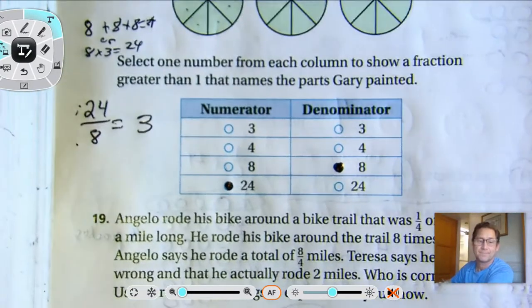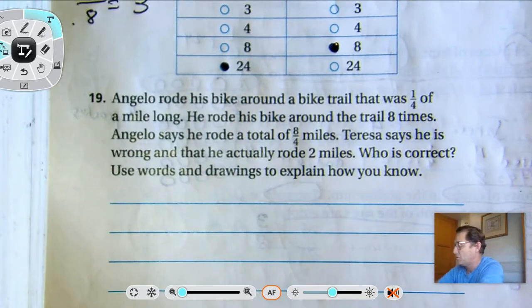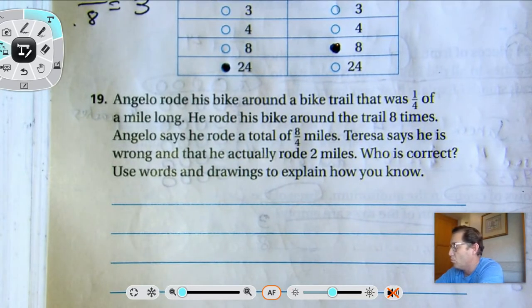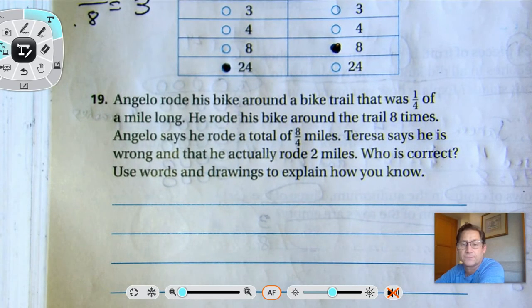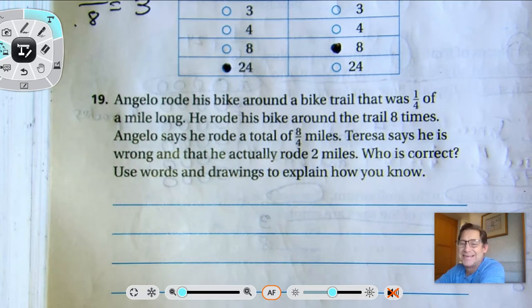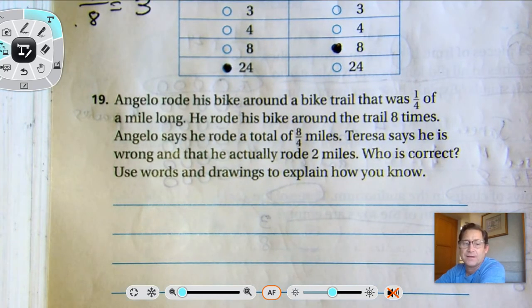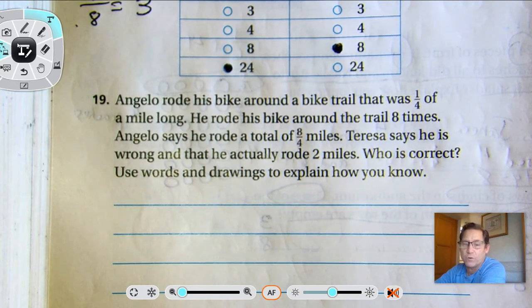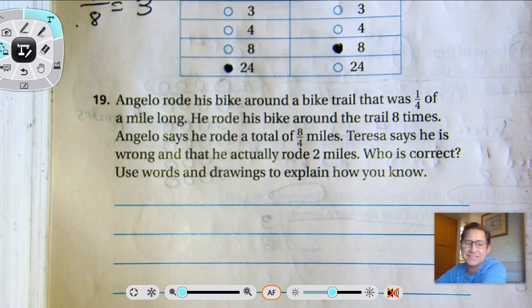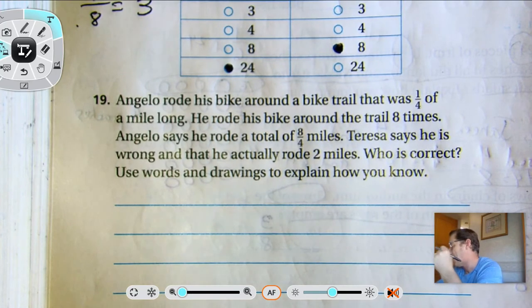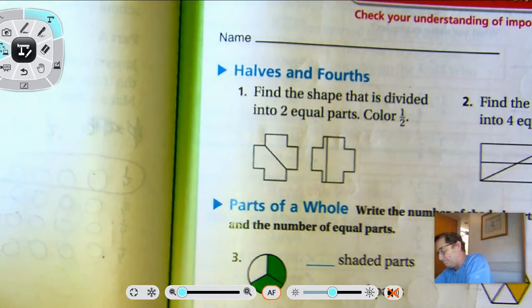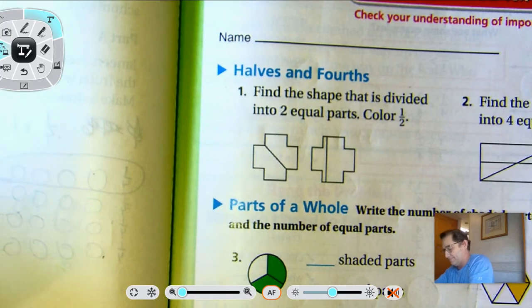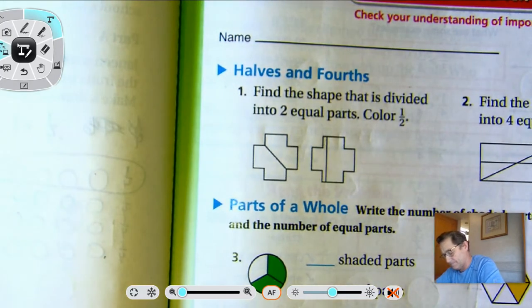Okay. All right, 19. Angelo rode his bike around a bike trail that was 1/4 of a mile long. He rode his bike around the trail 8 times. Angelo says he rode a total of 8/4 miles. Teresa says he's wrong and that he actually rode 2 miles. Who is correct? Use words and drawings to explain how you know. Okay. So let's start at 0.